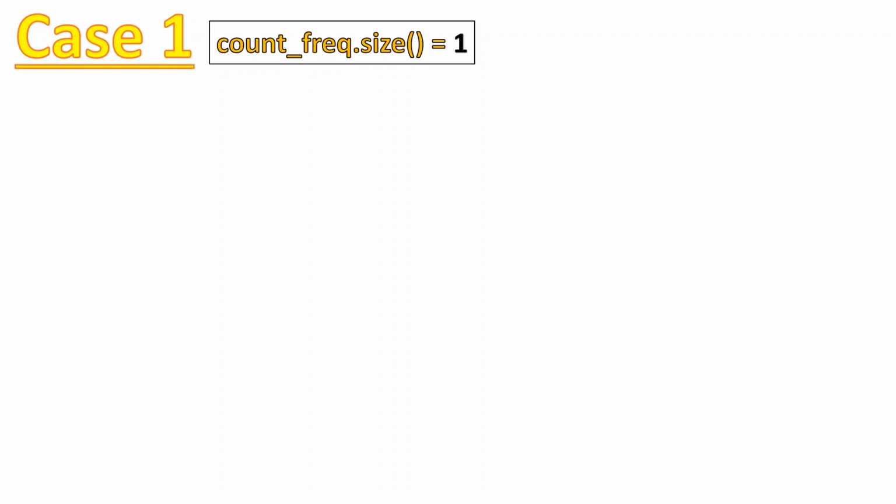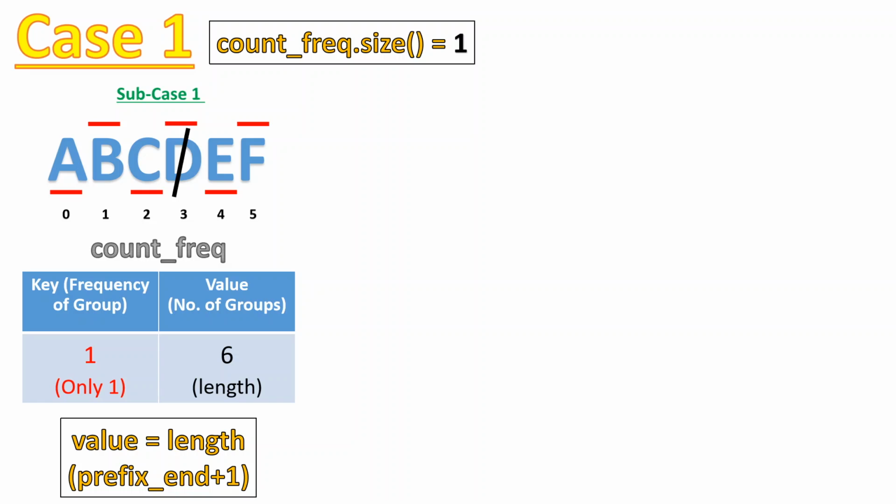So the very first case is when the size of the hash map equals 1. That means there's only one element present in the count frequency hash map. The first subcase which arises is this one, where every element in the array is different, or you can say unique. So if we remove any one of the elements, let's say D over here, we can achieve the remaining elements having equal frequency.